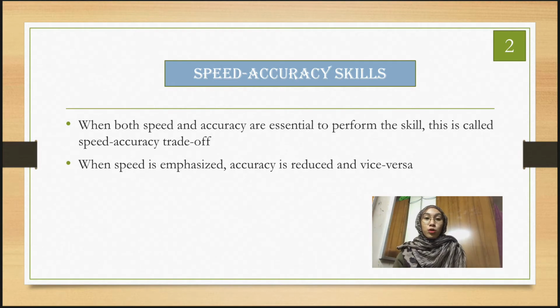Okay, when both speed and accuracy are essential to perform the skill, this is called the speed accuracy trade-off. What is a trade-off? Trade-off is going really fast. For example, a trade-off is typing on a keyboard. Secondly, the speed accuracy trade-off phenomenon is one of the most often observed occurrences in movement behavior. When speed is emphasized, accuracy is reduced, and vice versa.